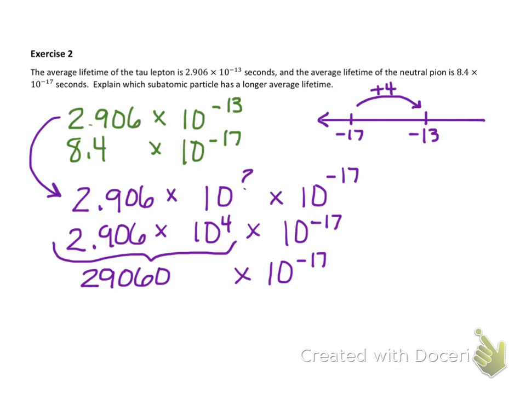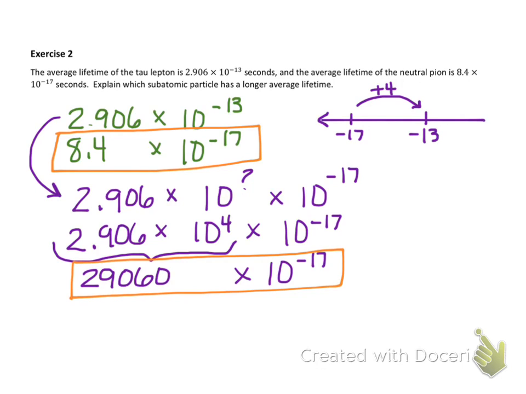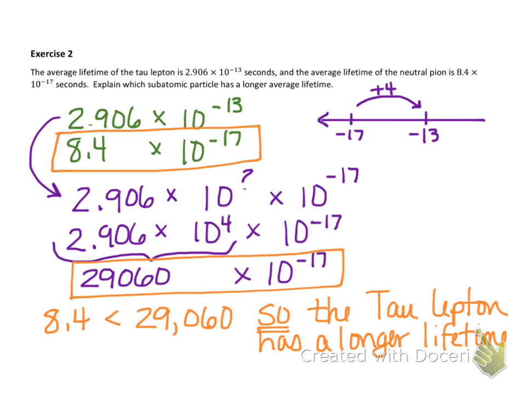Okay, once I've done that, then I can compare these two numbers, the 8.4 times 10 to the negative 17, and the 29,000 times 10 to the negative 17, and realize that 8.4 is way smaller than 29,000. So the tau lepton has the longer lifetime.